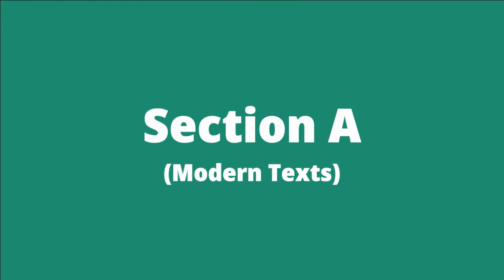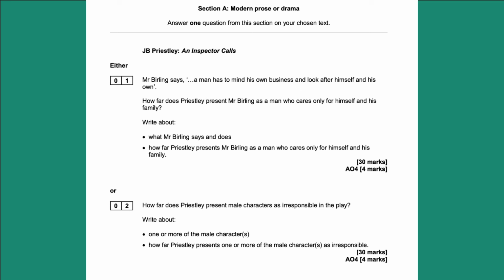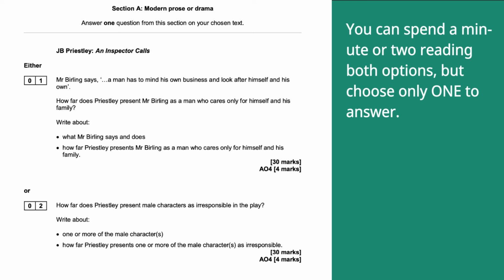I'm going to use the example for An Inspector Calls, since this is one of the most popular options for modern texts. As you'll see, section A gives you a choice of 2 questions. You can spend a minute or 2 reading both options, but choose only one answer.